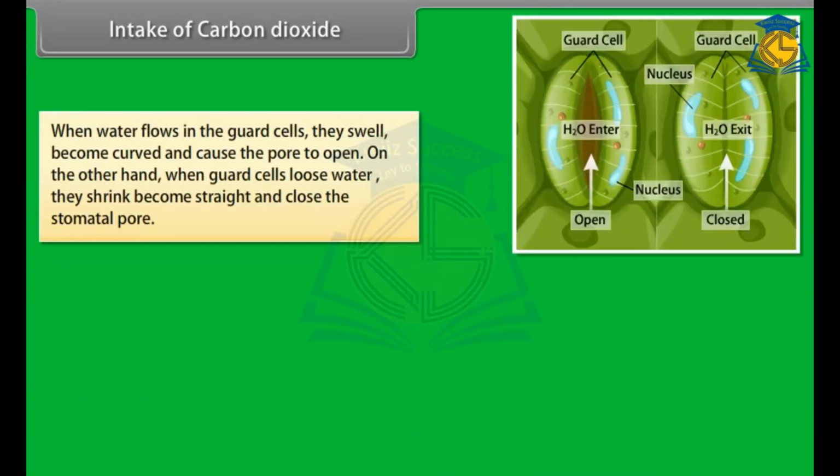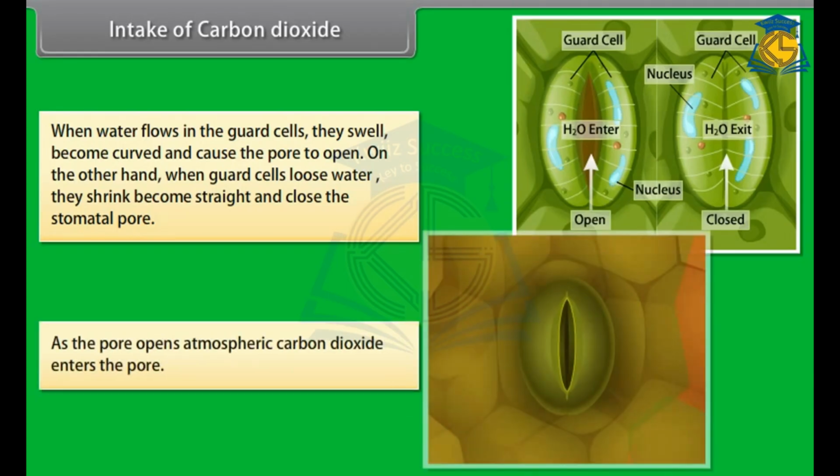When water flows into the guard cells, they swell, become curved, and cause the pore to open. On the other hand, when guard cells lose water, they shrink, become straight, and close the stomatal pore. As the pore opens, atmospheric carbon dioxide enters the pore.